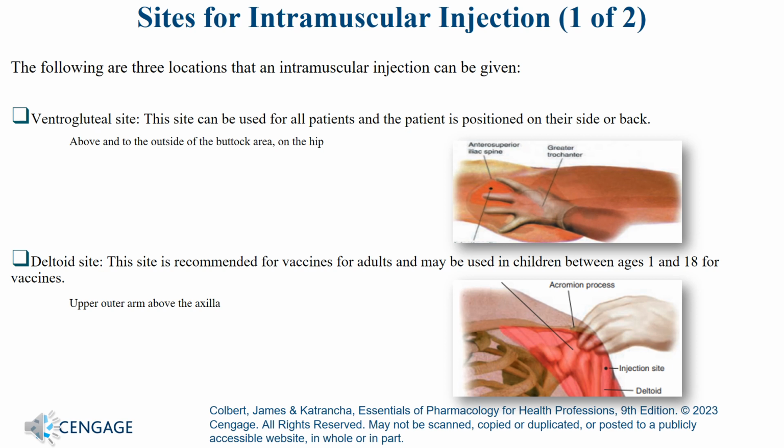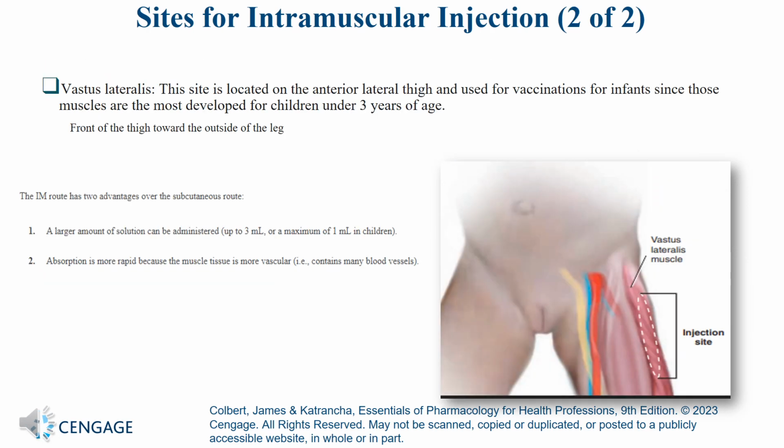Your deltoid site, this site is recommended for vaccine for adults and may be used in children between the ages of 1 and 18 for vaccines. That would be your upper outer arm above the axilla. If you look, you measure where the acromial process comes down and make a C, and then in that C is where you are going to give your injection.